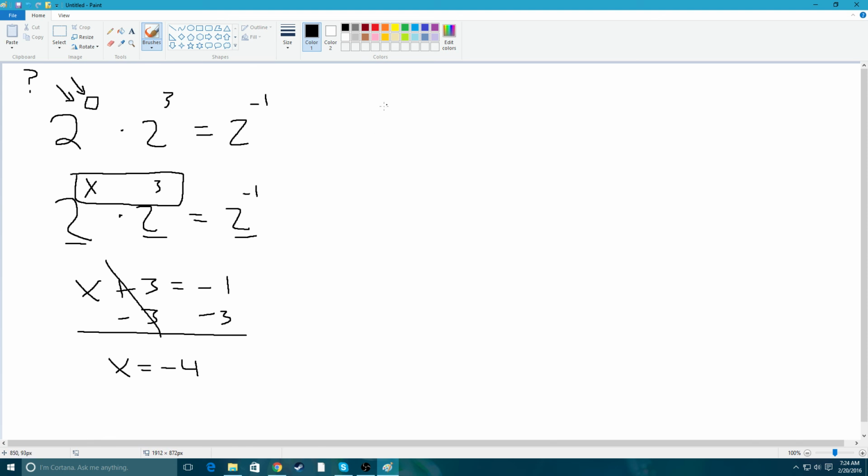Okay. One more example. If you have 3 to the 2nd power times 3 to the blank power, we don't know what this is yet, equals 1.